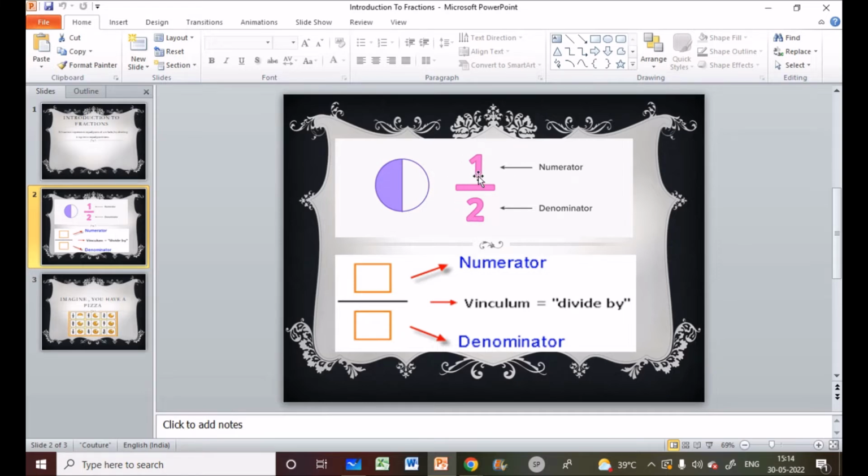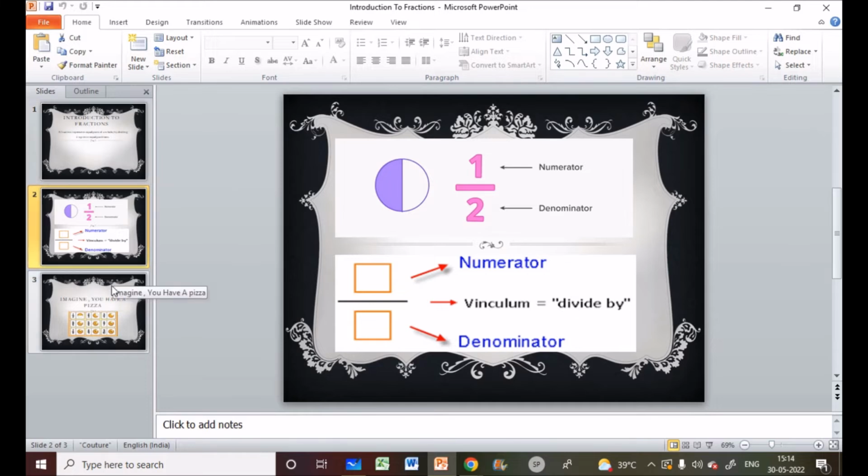And here, can we write any number? No. You have to write the number of parts that are shaded. Here only one part is shaded. That's why we had to write 1. So the lower part of the vinculum is called the denominator and the upper part is called the numerator. I hope you understand till now. Numerator, denominator, vinculum, which is equal to divide by.